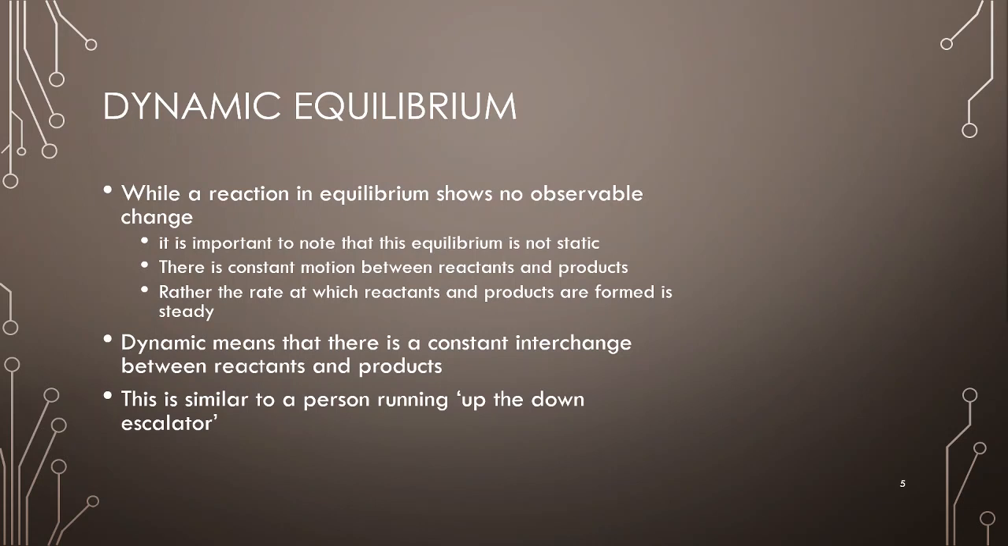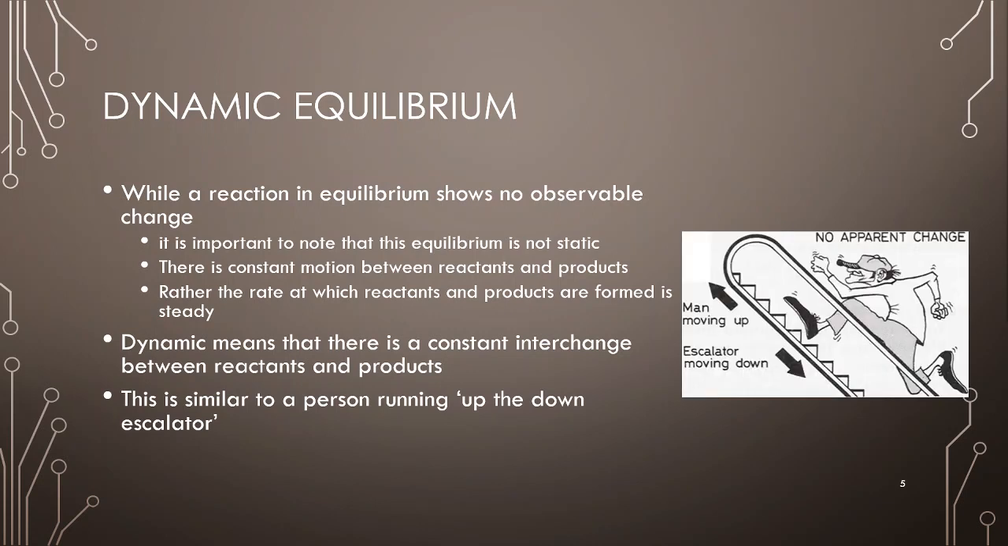Dynamic means there is a constant interchange between reactants and products, and this is kind of like a person running up the down escalator. And here's an image. So the man is trying to move up, but you wouldn't see him moving upstairs as quickly as he can be. Or if the rates are the same, he would be staying in the same position even though he's running, or the escalator is going backwards.